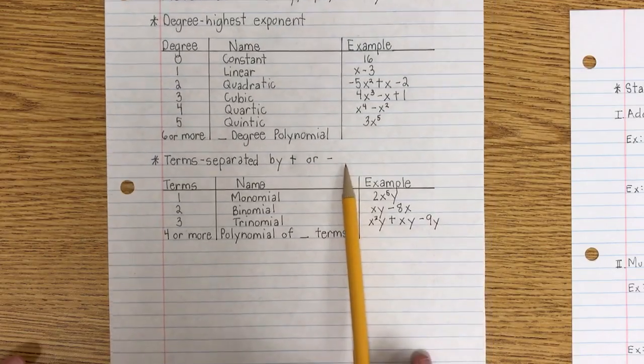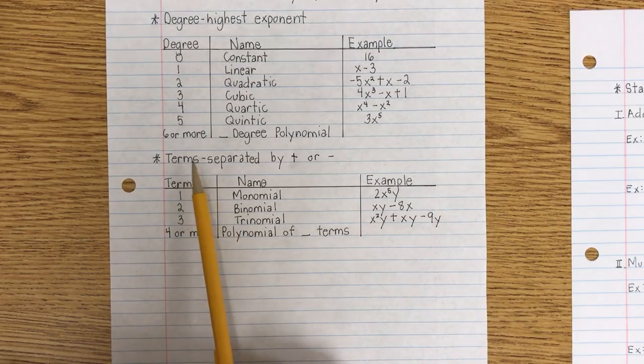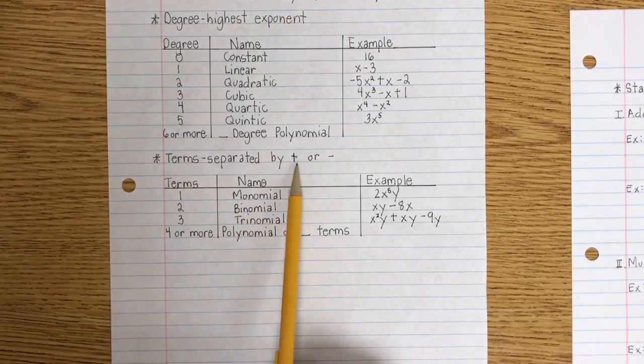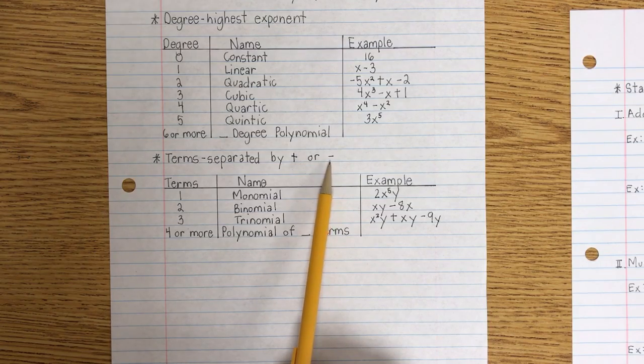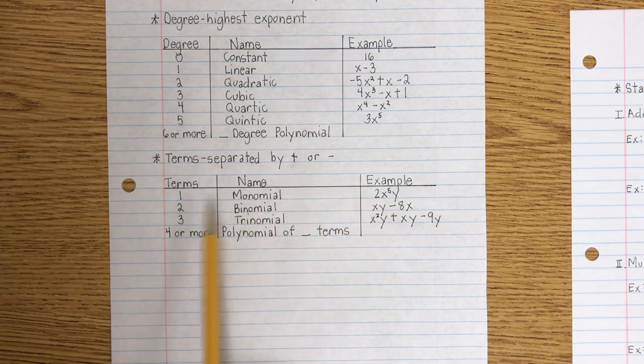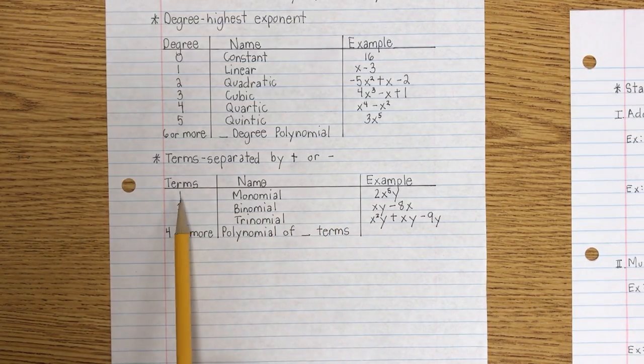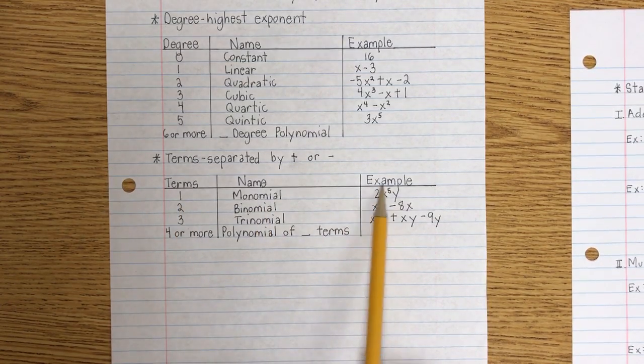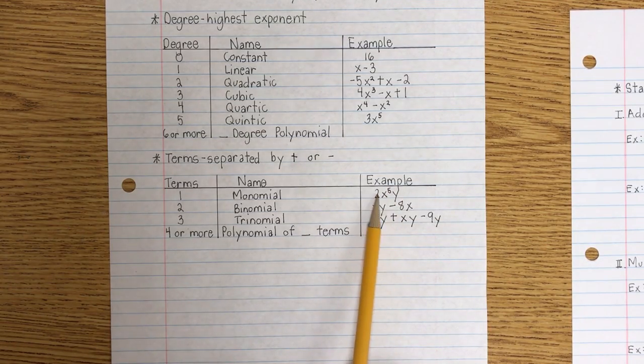Okay, so a reminder, terms. Terms are separated by a plus or a minus. And we also have a chart for terms. Okay, so if you have a single term, one term, that is called a monomial. So this is called a monomial. Yes, there's an x and a y, but there's no plus or minus in between separating it. That is a single term.